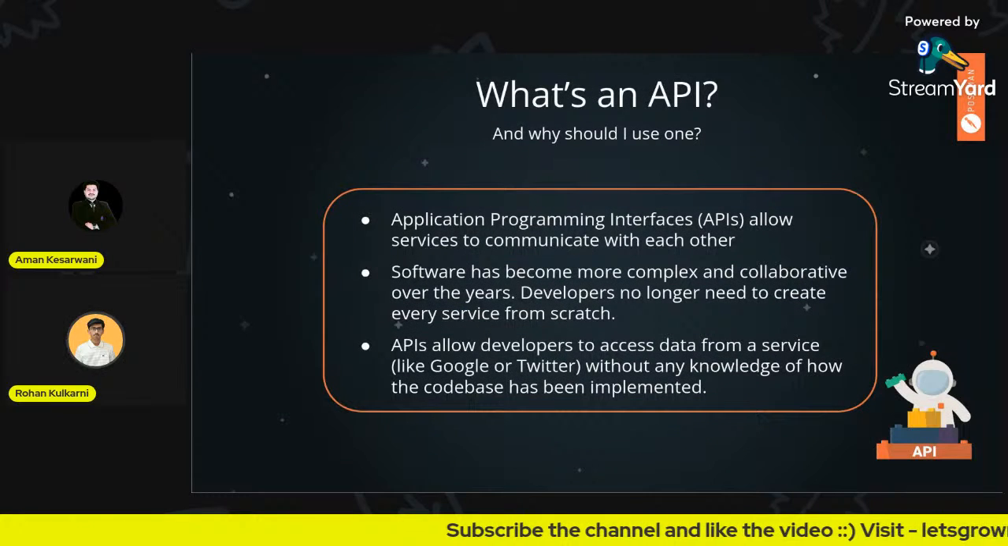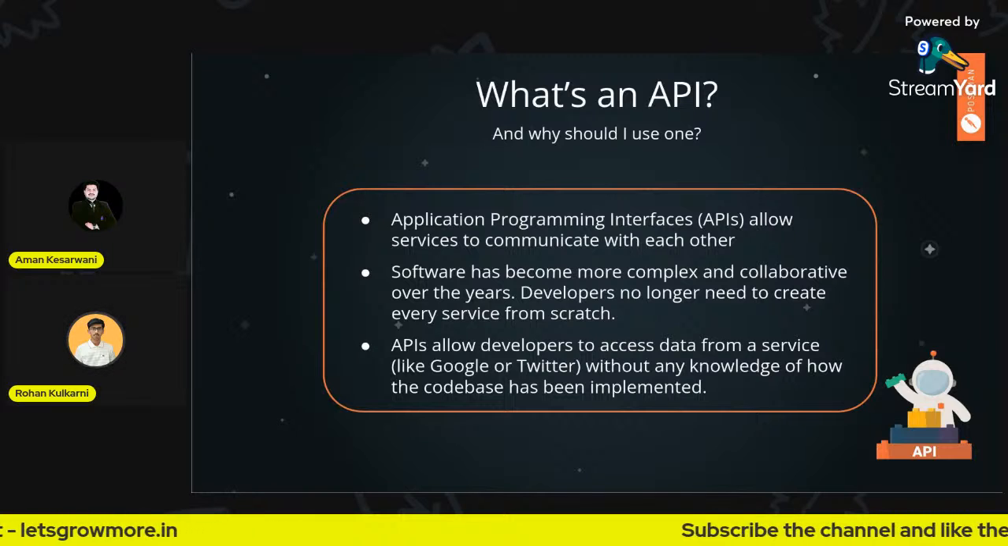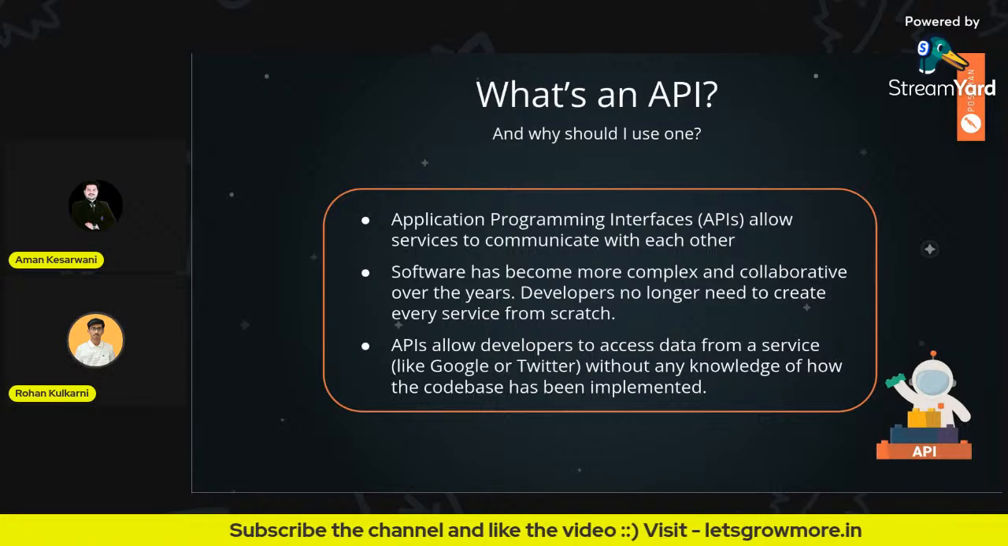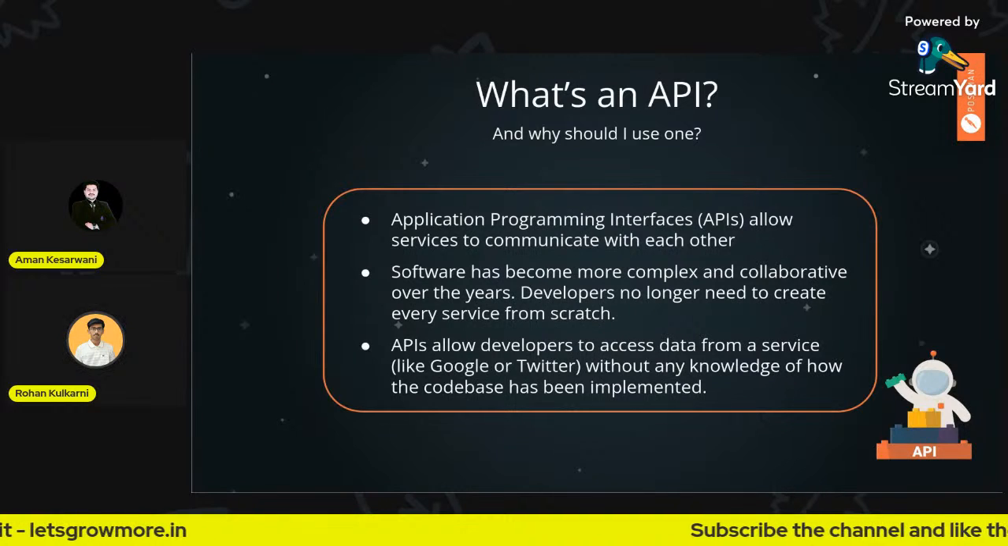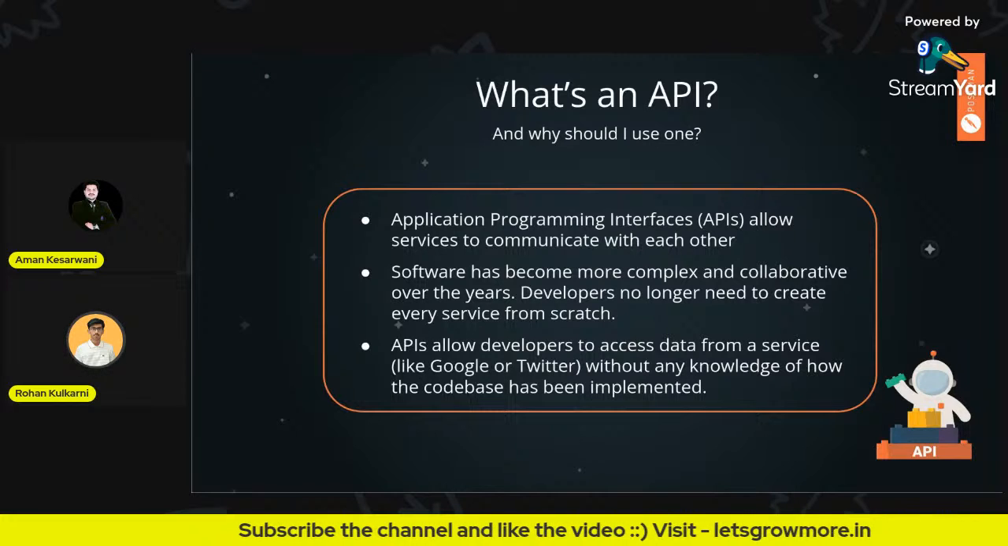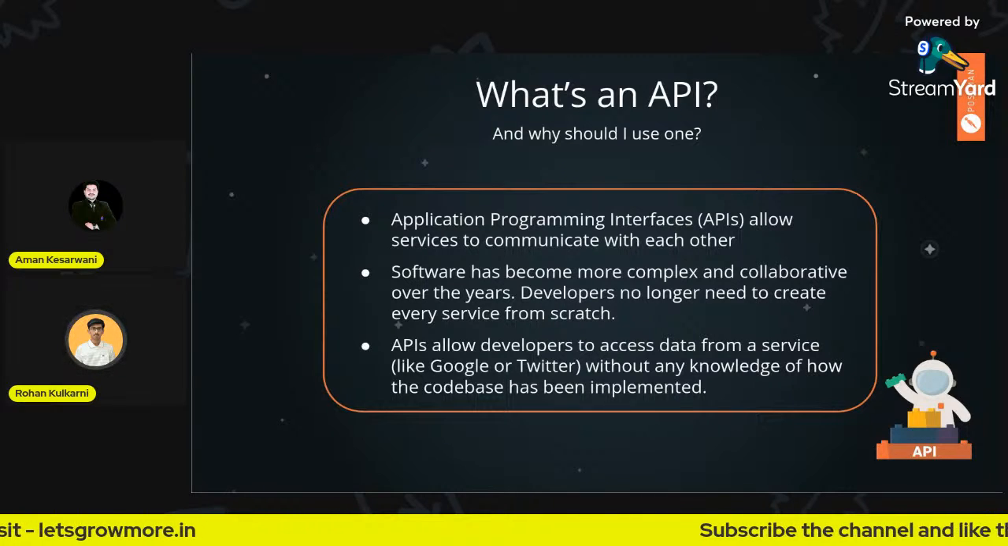So what exactly is an API, and why should we use it? Application programming interfaces allow services to communicate with each other. Software has become more complex and collaborative over the years. Developers no longer need to create every service from scratch. For example, now every application has its web version, its iOS version and Android version. So they don't need to create a separate backend for each platform. They just need to create one API, and the API can be consumed on any platform.